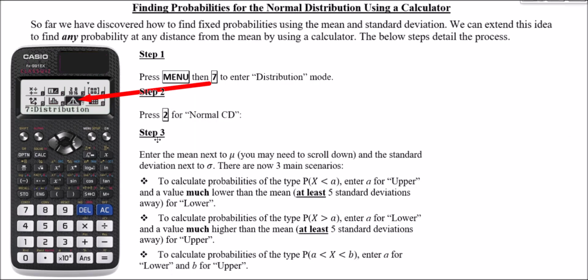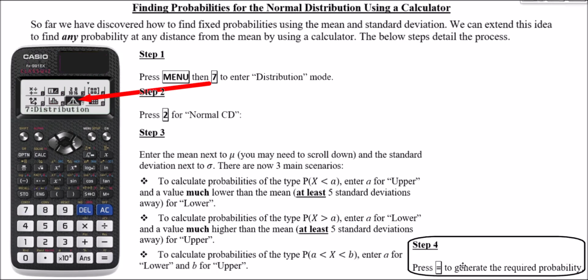Of course, step 4, which was missing, step 4 you press equals to find the actual required probability. So step 4 is there just to finish it off, but you could probably guess pressing equals is what you do on a calculator. But just so the steps are complete, I added that in as well. Let's have a look at some worked examples, and hopefully you'll see this is particularly straightforward actually.